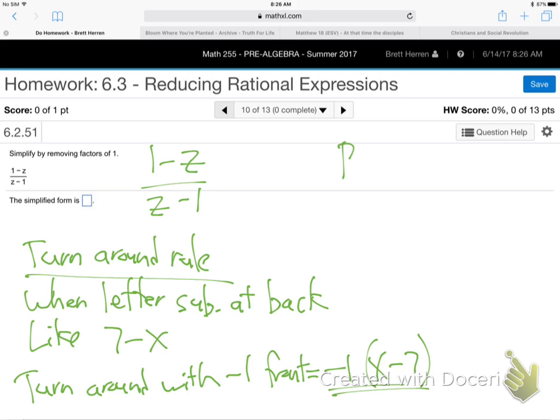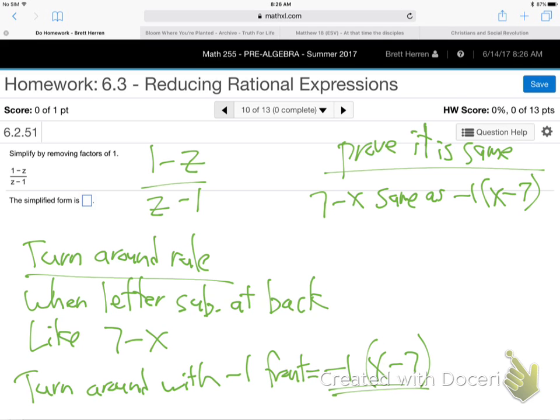Let me prove that it is the same. Prove that 7 minus x is the same as minus 1 times x minus 7. Those are the same thing. How do you know? Let's distribute. Boom, boom. Minus x plus 7.